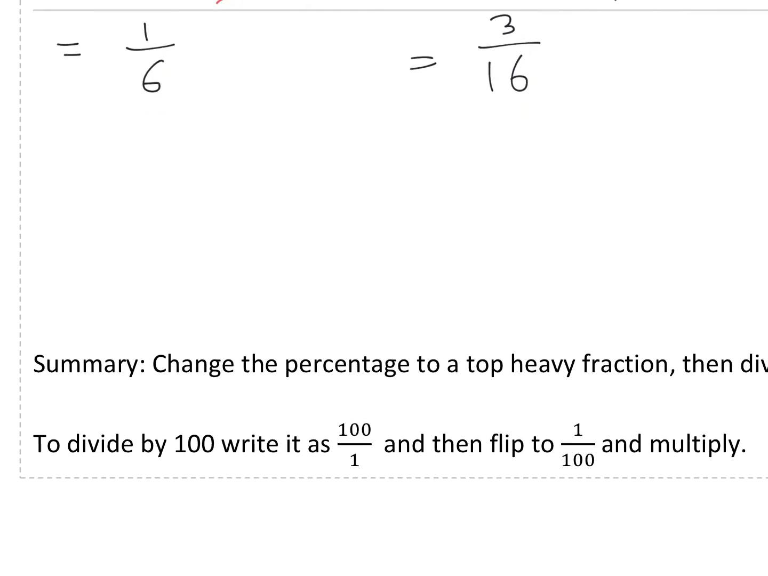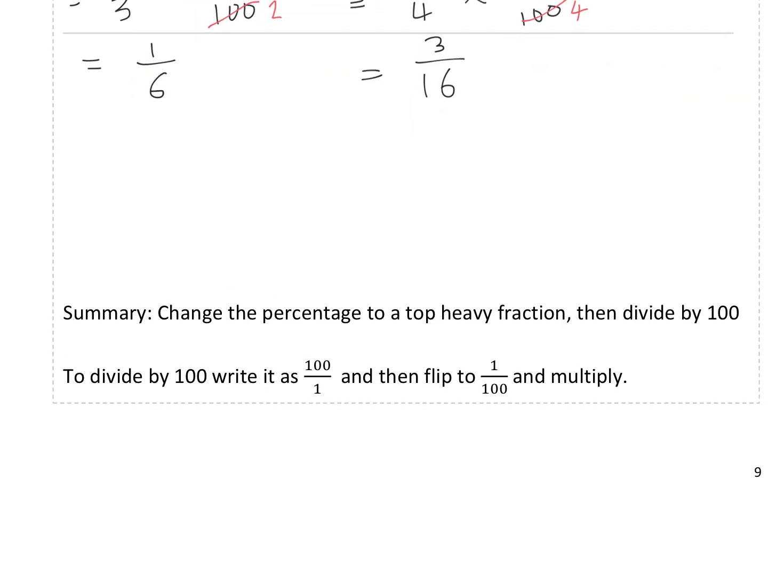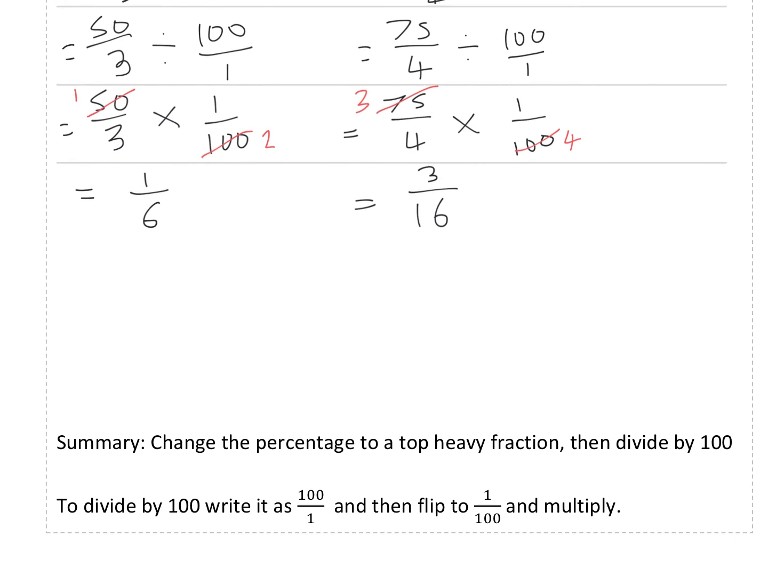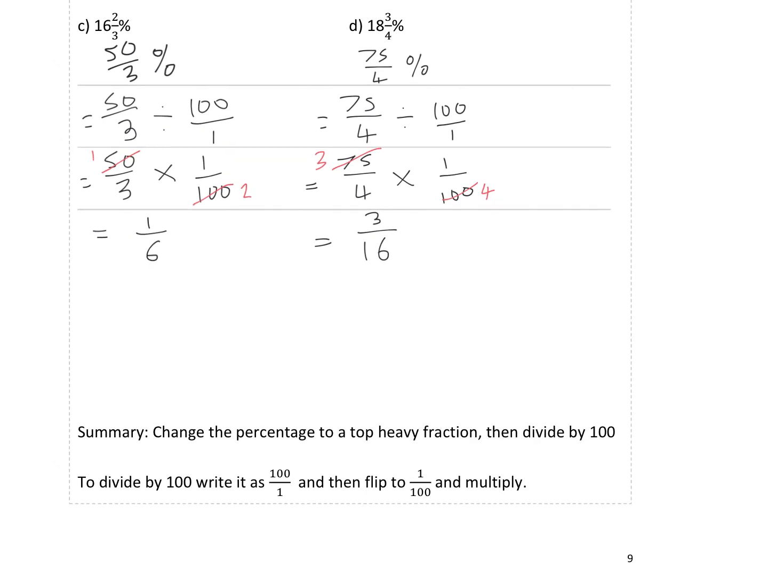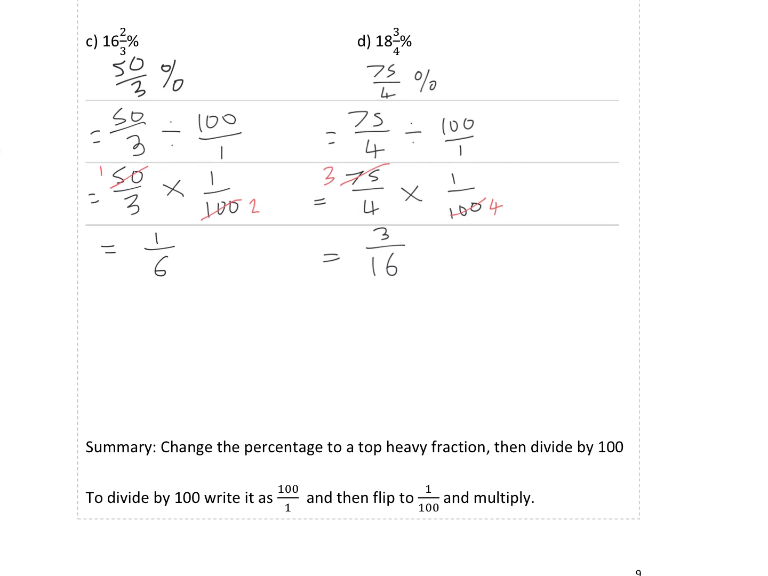So in summary, for those harder ones, what you do is you change the percentage to a top-heavy fraction, then you divide by 100. And to divide by 100, we write it as 100 over 1, and then flip to 1 over 100, and then multiply.